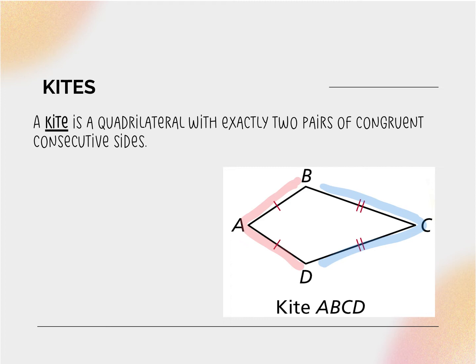In the kite, opposite sides are not congruent, consecutive sides are congruent. If opposite sides were congruent, it would be a parallelogram, and kites are not parallelograms.